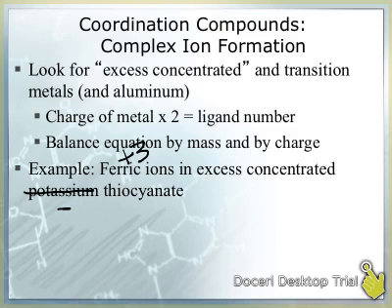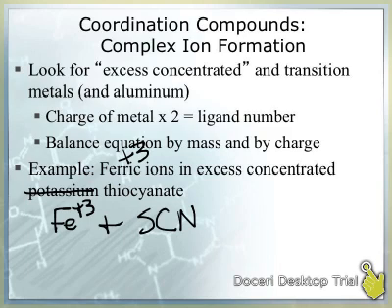Then we're going to take what's left. We're going to have iron, which is a +3 charge, reacting with thiocyanate, which is written as SCN. This has a charge of -1. So if you look at the rules that I just said, you take the charge of the metal and you times it by 2. So iron has a charge of +3. What's 3 times 2? 6. So you put the coefficient right here, 6.